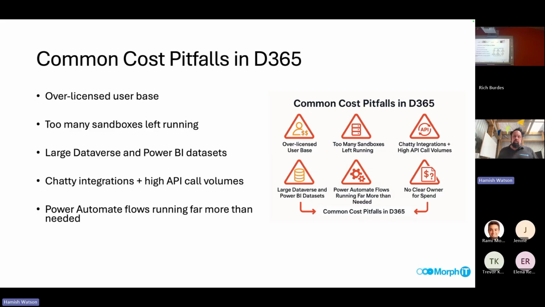Many organizations simply have no single owner for spend. And that's quite a key point as well. The problem is, without accountability and oversight, waste becomes normal. Whereas applying FinOps practices, we restore ownership, visibility, and intentionality to our cost governance in D365.